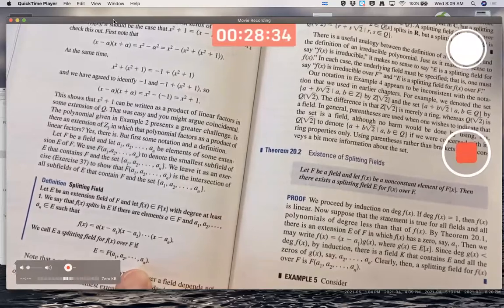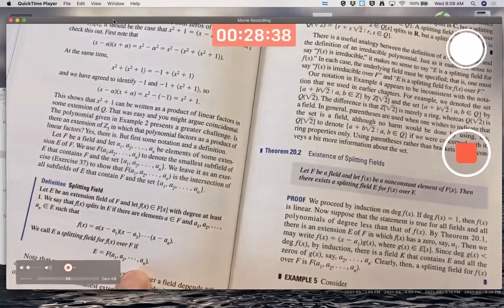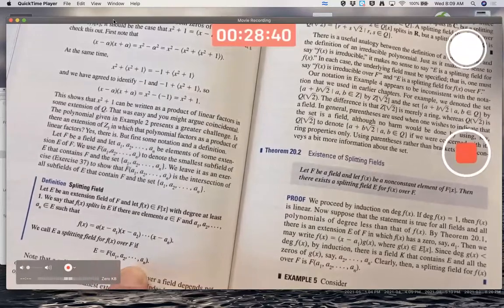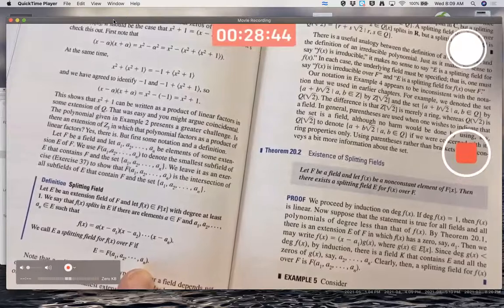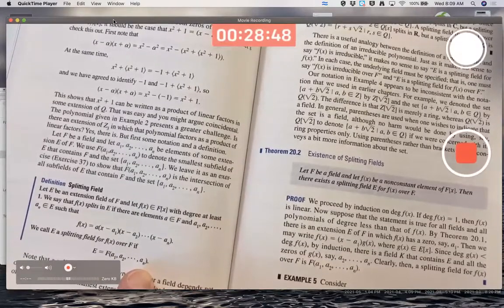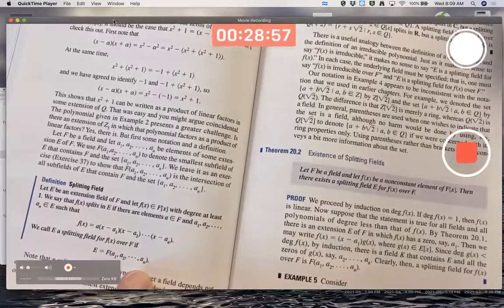Now, like I emphasized on Monday, the first thing to realize is that this does not mean E equals F union with just the n elements a1 through an. It does not mean that. If you only took F union with those elements, that would no longer be a field even. It's much bigger than that.